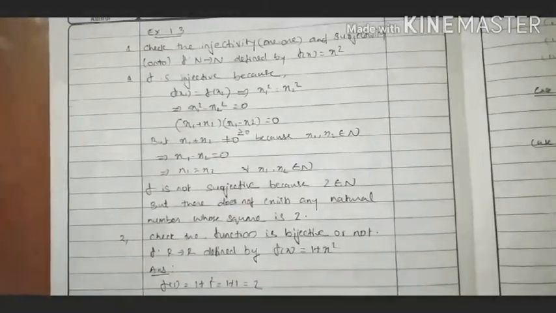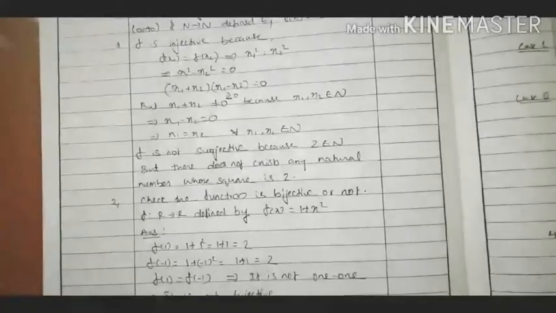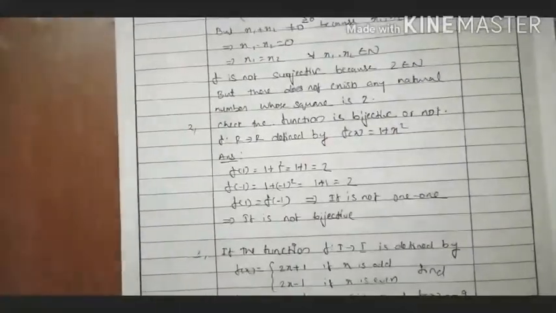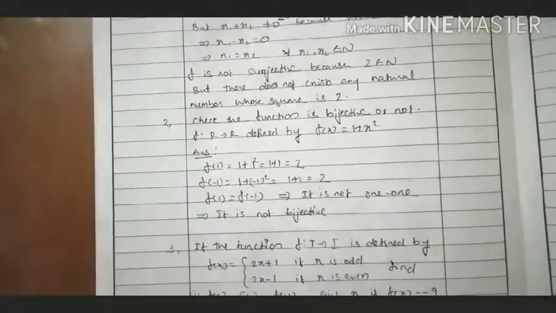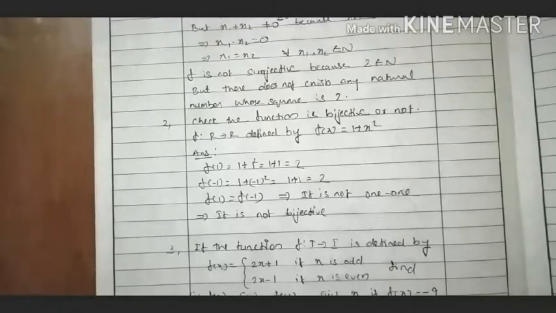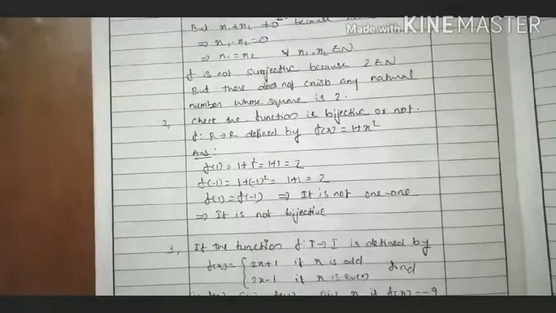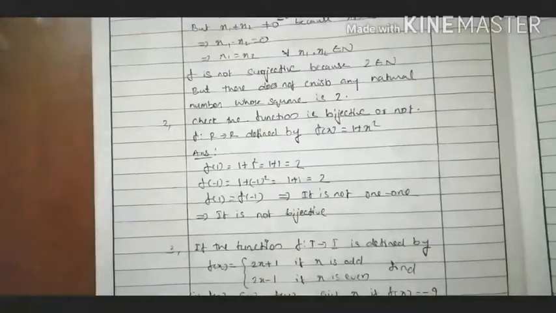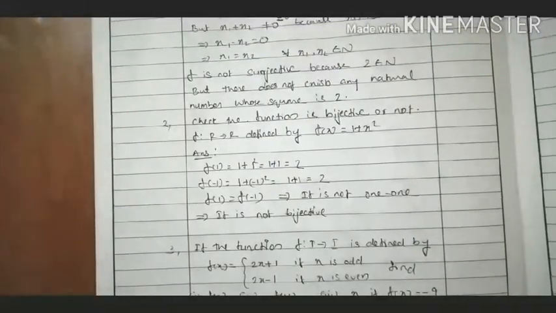And next question: check whether the function is bijective or not. The function is given from real numbers to real numbers, defined by f of x is equal to 1 plus x square. How to prove whether a function is bijective or not, otherwise one-one correspondence? If it is 1-1 and onto, then we can say it is bijective. That means it should satisfy those two conditions. It should be 1-1, it should be onto also.